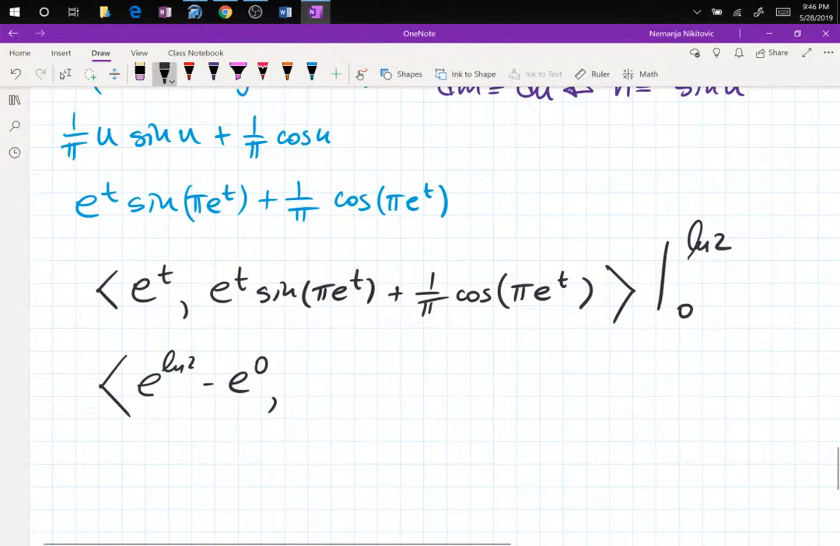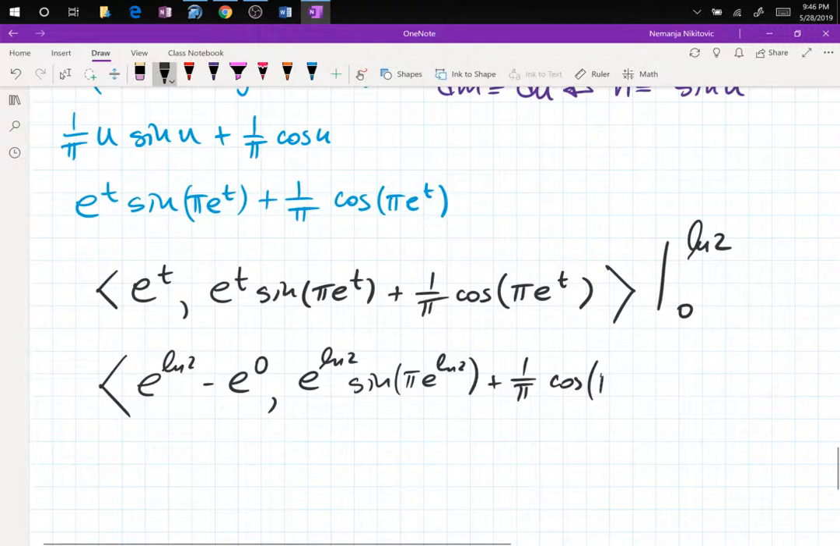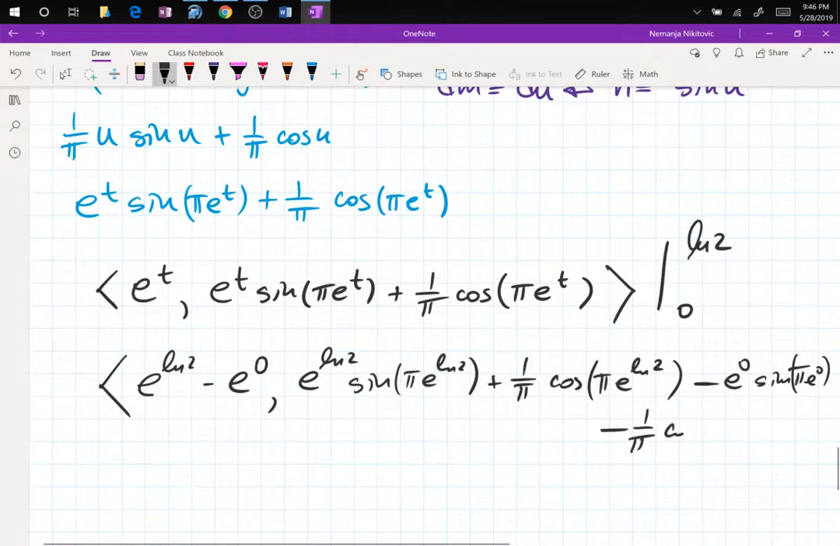and now this is e to the ln2 sine pi e to the ln2 plus 1 over pi cosine pi e to the ln2 minus, now I plug in 0, it's going to be e to the 0 sine pi e to the 0, and then minus 1 over pi cosine pi e to the 0.